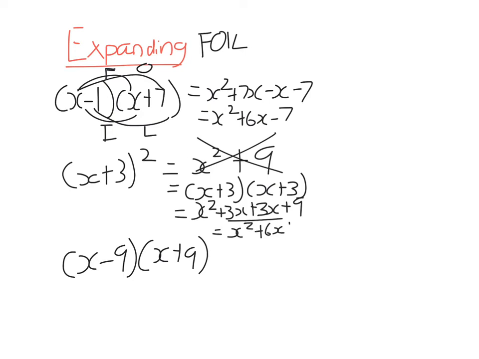So for this last one, this is actually the difference of two squares. So you can use FOIL again or the quick way for this. So the quick way is just square the first, square the second, and stick a negative in front of that. That's the same answer you should have got with FOIL.